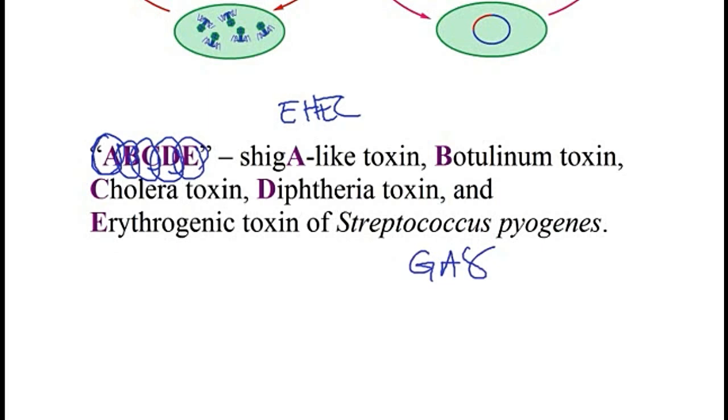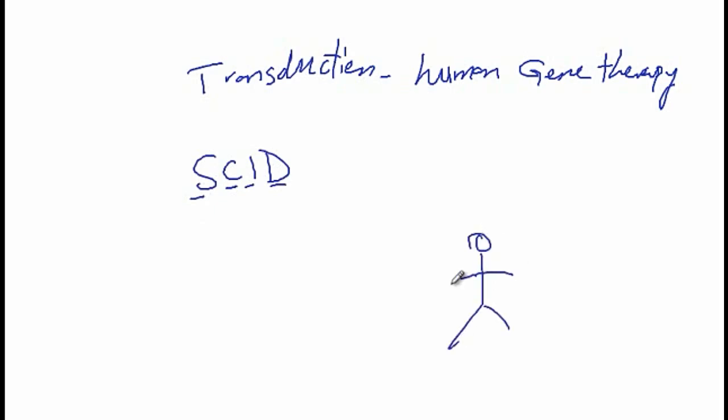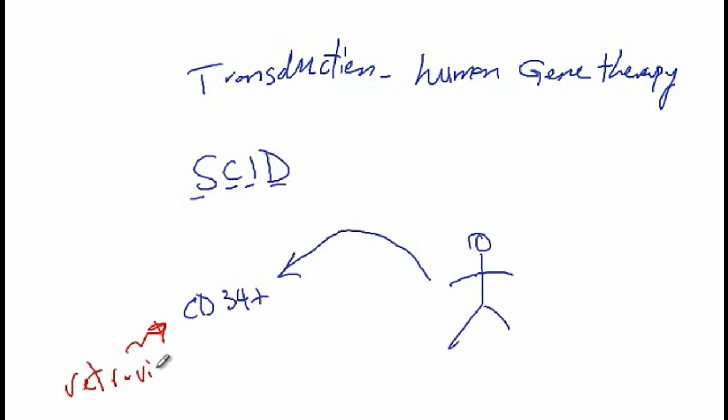I would also like to mention that the terminology transduction is also used in human gene therapy. So the first gene therapy was done in patients with SCID, also known as severe combined immunodeficiency. And what happened is that in these patients, the bone marrow is extracted, and then the CD34 positive cells are infected with a retrovirus that contain the gene that is defective in these patients.